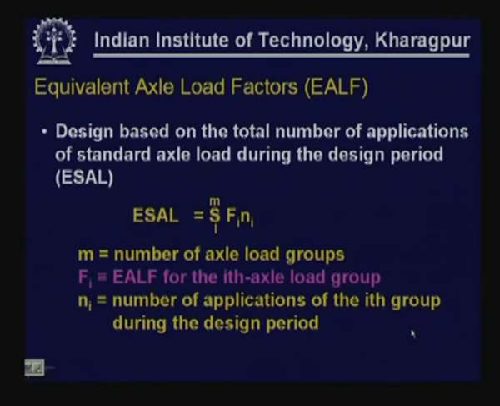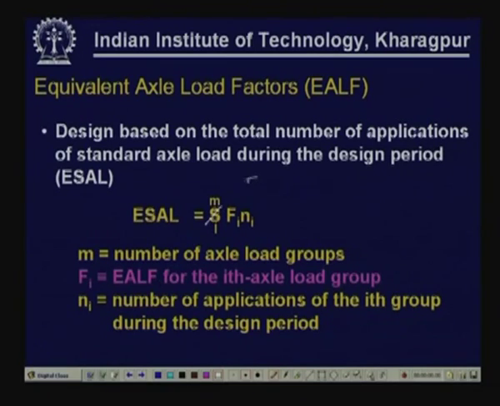If we know the equivalent axle load factors for different load groups, the design would be based on the total number of applications of standard axle load during the design period, given as the total number of equivalent standard axle loads, which will be the sum of the equivalent axle load factor corresponding to the ith load group and the number of repetitions of the ith load group.